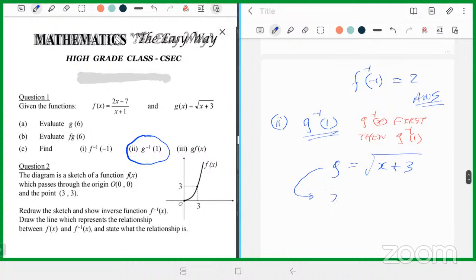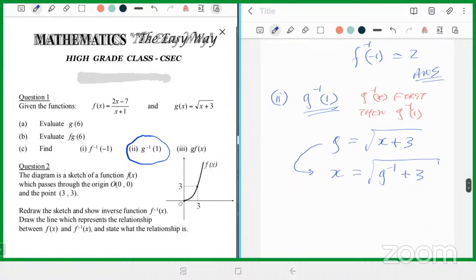It becomes domain on the inverse function equals the square root. This x represents domain on the function. It becomes range in the inverse. Range in the inverse of g is written g to the minus 1. And then put back this plus 3. Plus 3. And so that is it. So we have formed the inverse function. We just need to make this a subject.